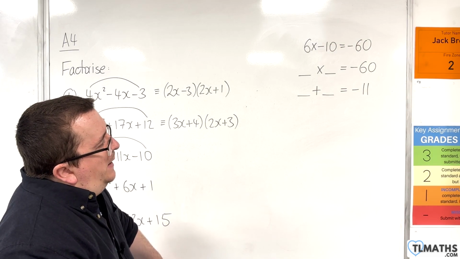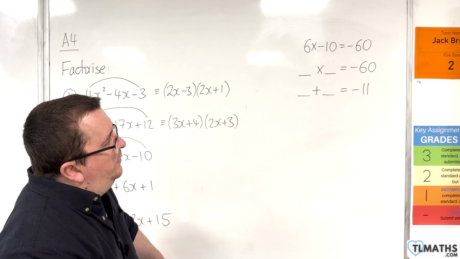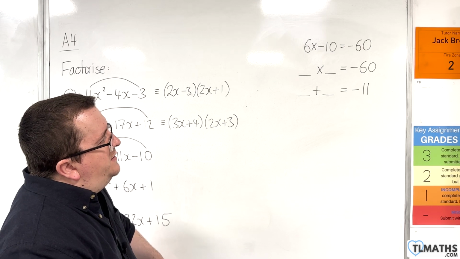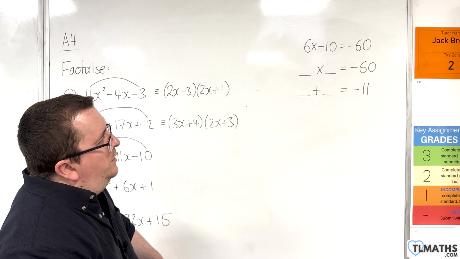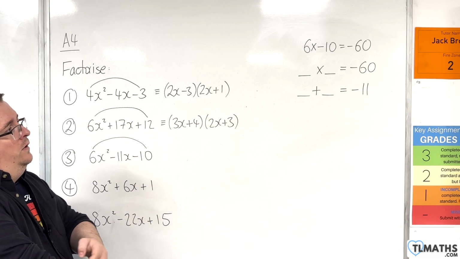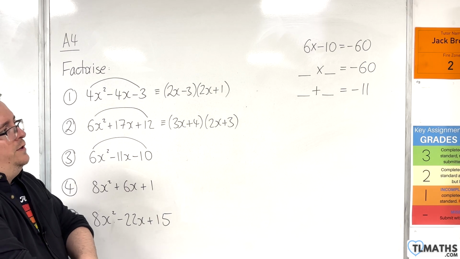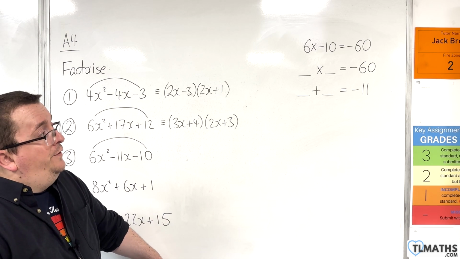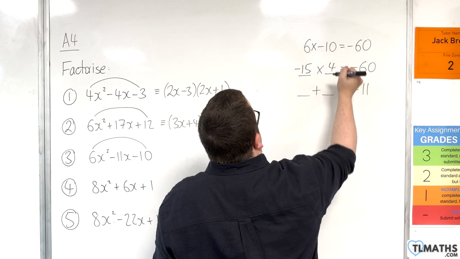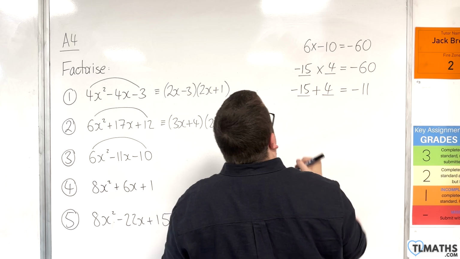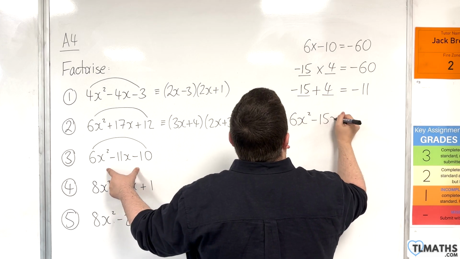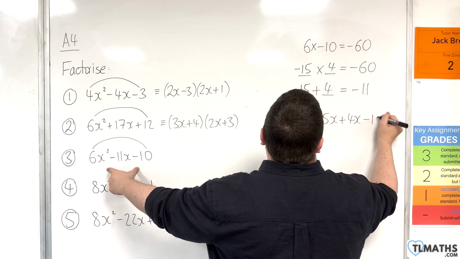What have we got? Minus 6 and 10 aren't going to work. 12 and 5, they're not going to work. 15 and 4. That'll work, won't it? Minus 15 times 4, minus 15 plus 4. That works out. So 6x squared take away 15x plus 4x take away 10.